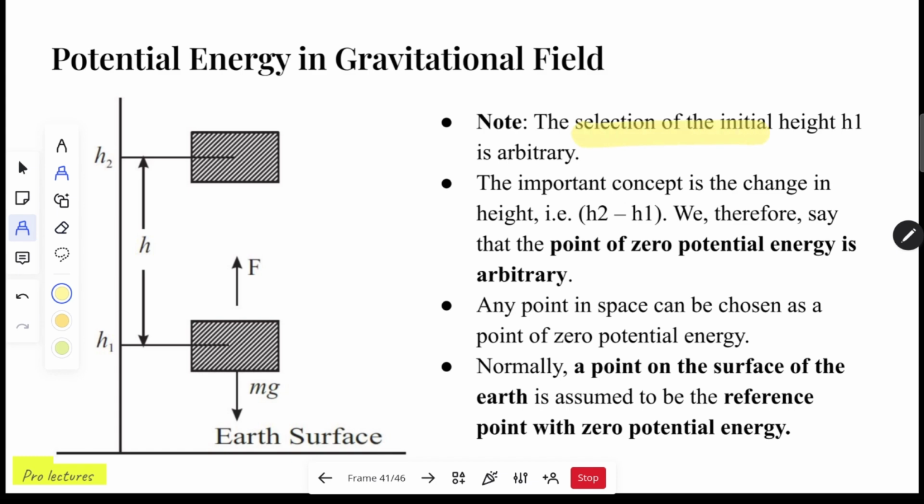Some points you need to consider here. The initial height selection is arbitrary. The concept you need to know is the change in height, h2 minus h1. We therefore say the point of zero potential energy is arbitrary. We just take it for an example. We initially considered that on this side the body had zero potential energy, and here it has potential energy. So any point in space can be chosen as the point of zero potential energy. Normally we assume the surface of the Earth as zero potential energy to make our calculation easier.